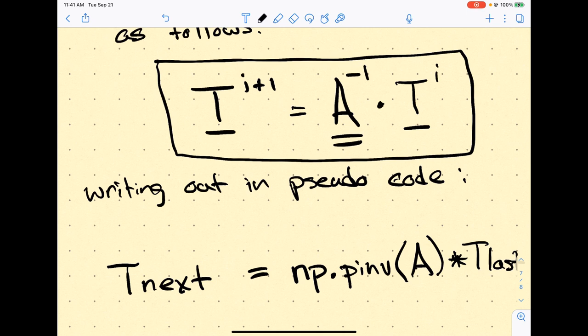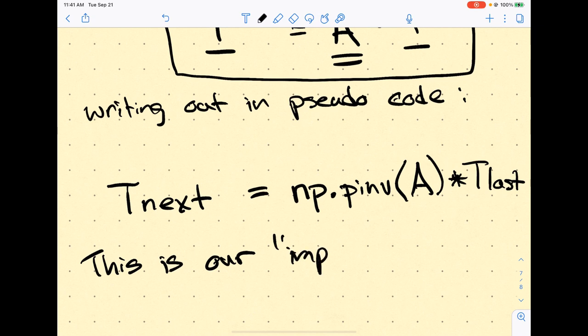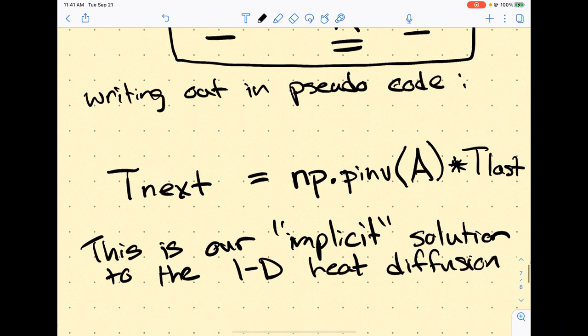Okay. So this is our implicit solution to the 1D heat diffusion equation.